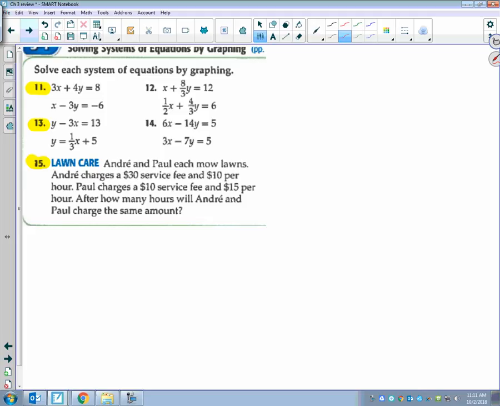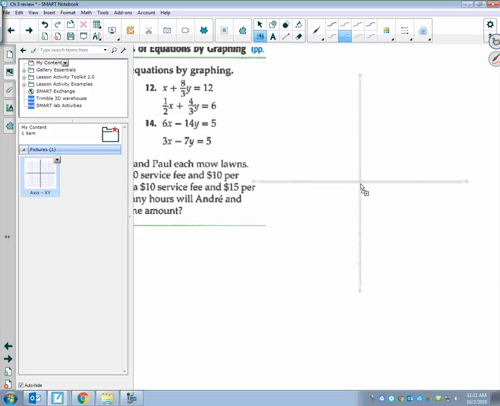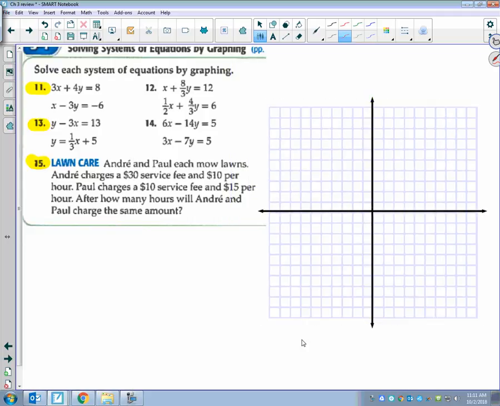And then it says solve by graphing. I'm definitely going to ask you to graph on these problems, at least one problem. If you solve it by substitution or elimination, just make sure I can see the graph too, because I feel like we should be able to graph these. So if I was going to do number 11 here, the first thing you would have to do is put it in slope-intercept form.